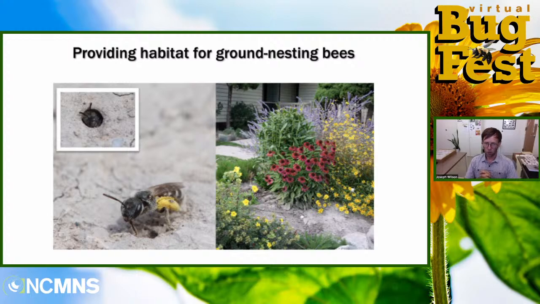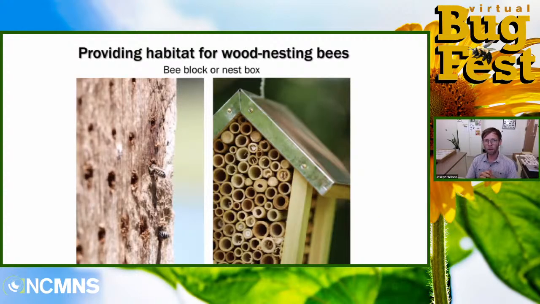There are other options though. If you just can't get yourself to leave a weed patch somewhere, you can build some bee nest blocks. I call these bee hotels. You could buy a bee hotel. This one on the right is a store-bought one, or it's really easy to make them. This one on the left is a bee hotel I have in my yard. I just drilled a bunch of holes in a piece of wood. And people ask, okay, what diameter of hole? How deep do they have to be?